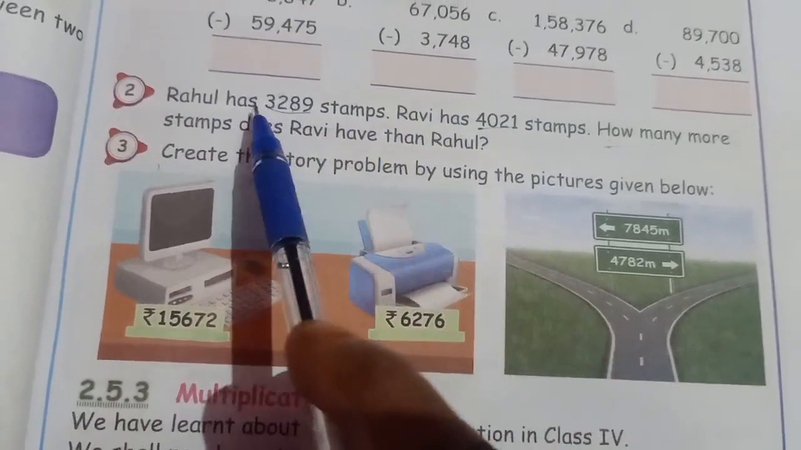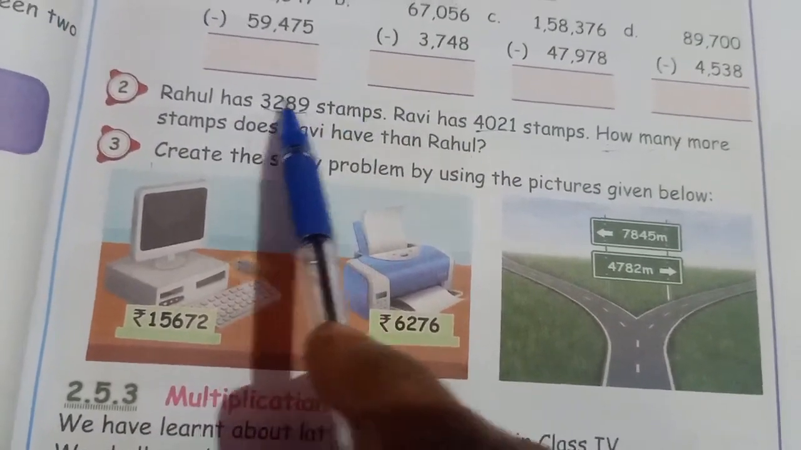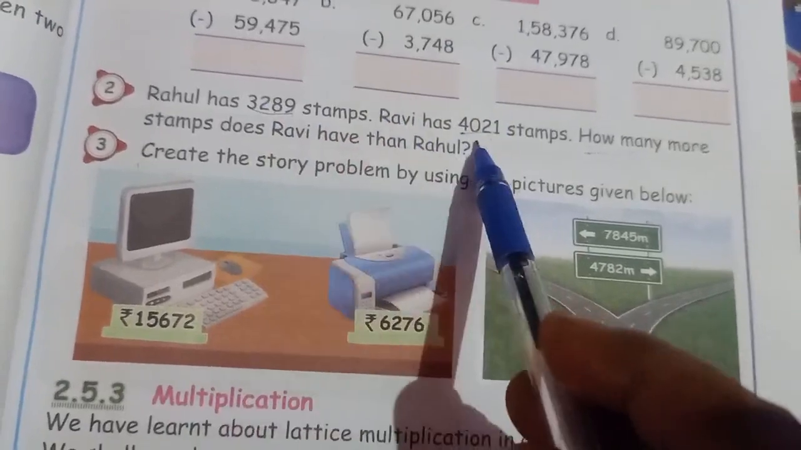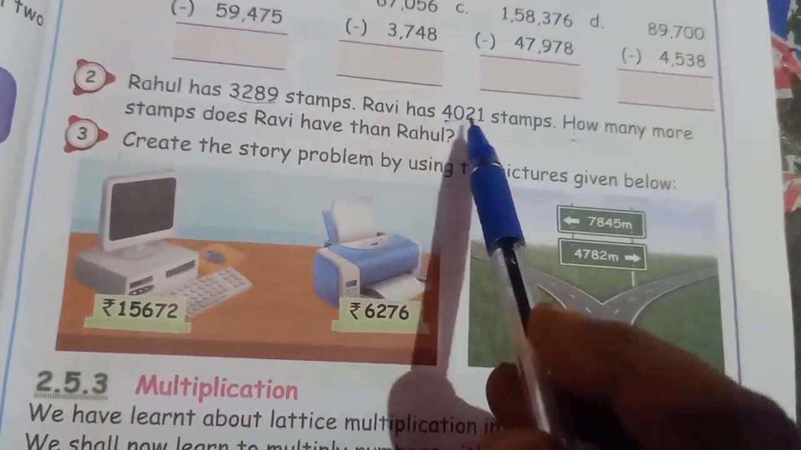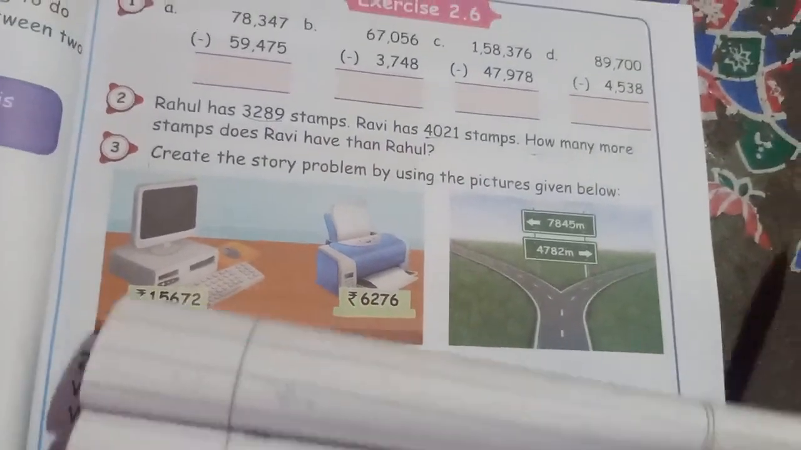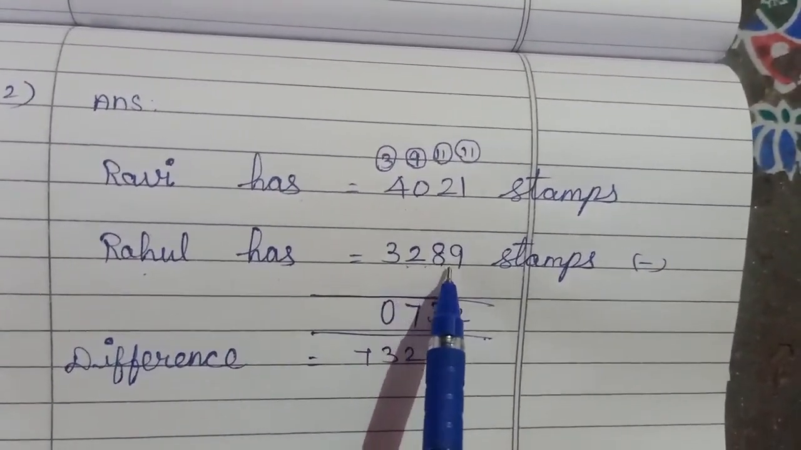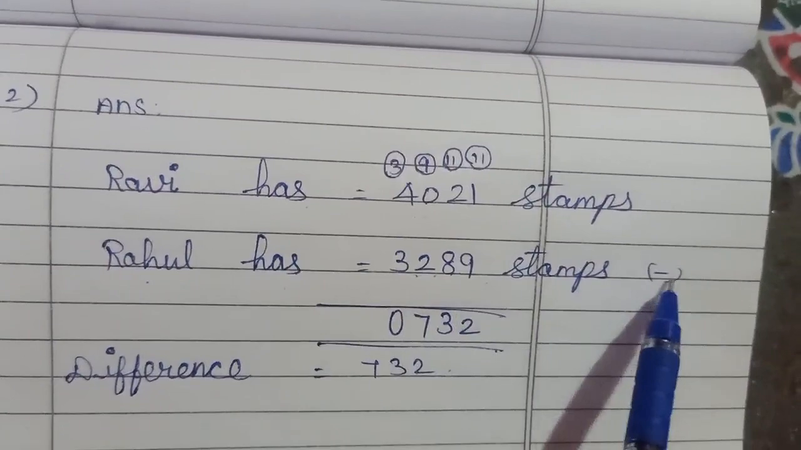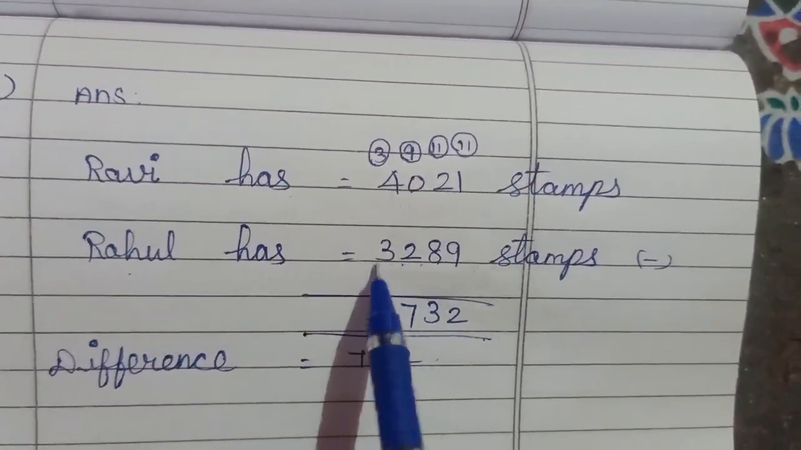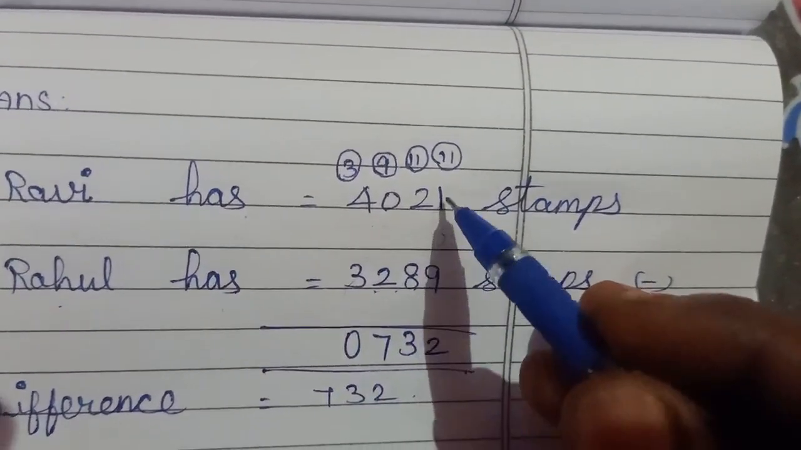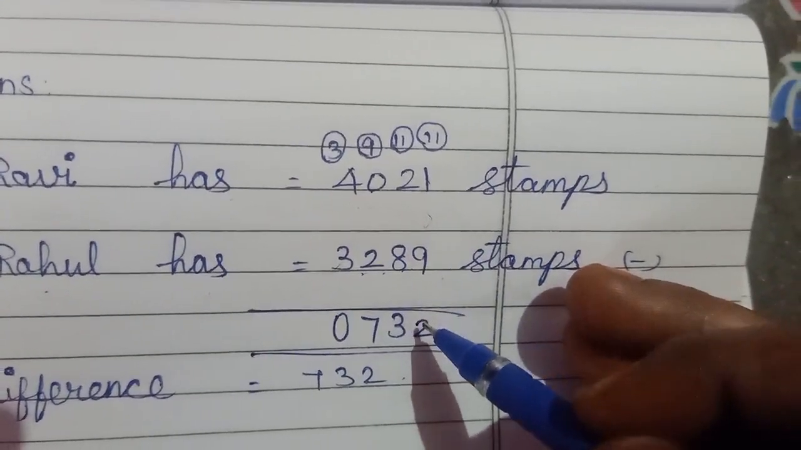Okay ma, so you don't write this number first. Okay, compare these two. Which one is the big number? This one only is the big number. So Ravi has 4,021 stamps. That one you write first. After that you write Rahul has 3,289 stamps. Okay, now the difference between these two. Okay, so what do you do? Subtraction. See here 1 minus 9 is not possible.